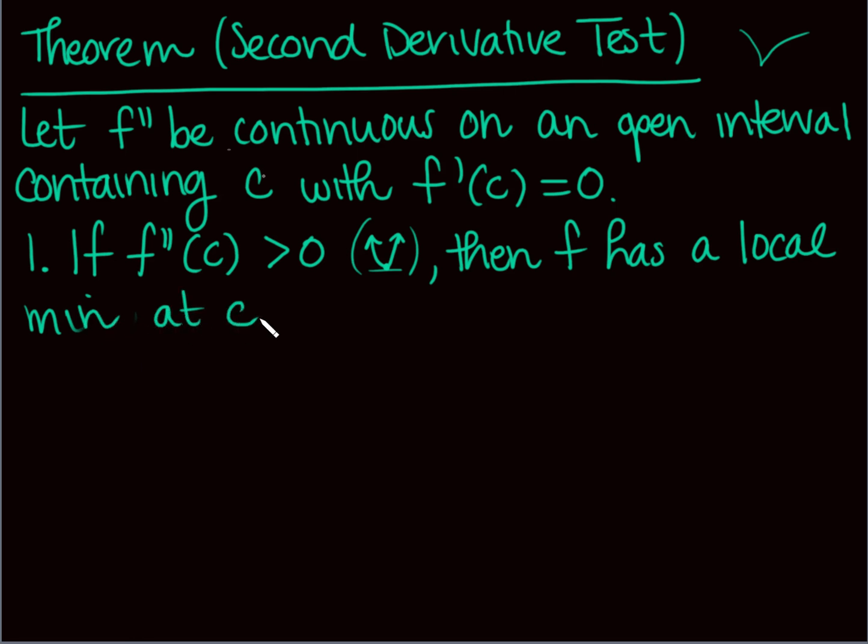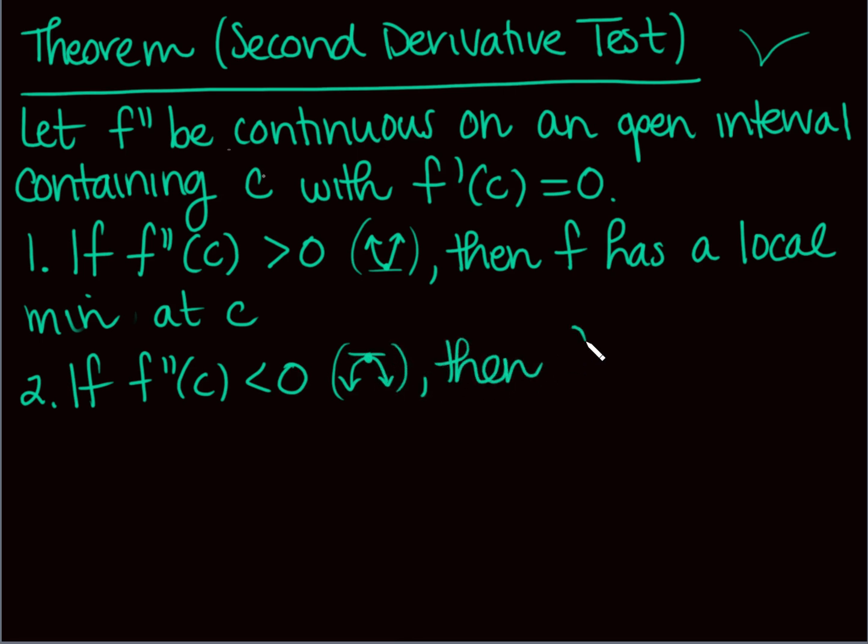So this is the nice thing with the second derivative test. I just have to show that it's positive at that number, and then I know it's a local min. I don't have to test around there. I know I'm concave up there. Likewise, if the second derivative evaluated at c is less than 0, then I'm concave down, and there's my c right there. Then f has a local max at c.